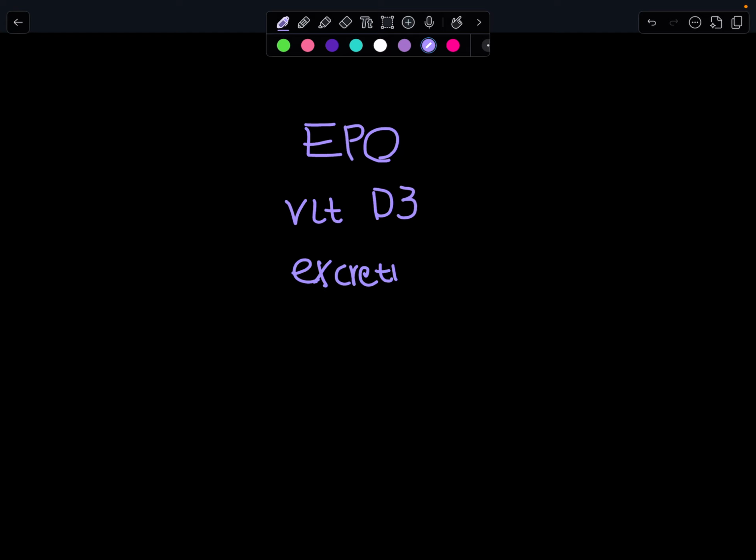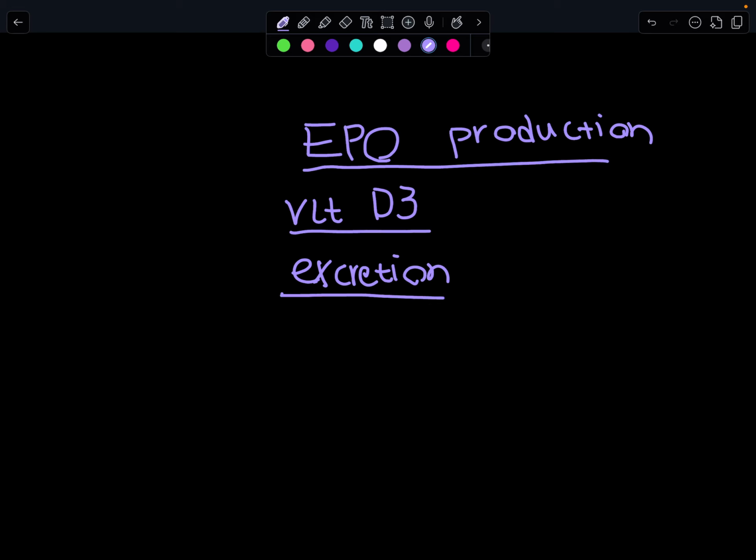Okay, let's unpack those. EPO, or erythropoietin, is a hormone the kidneys produce to stimulate red blood cell production. Low EPO levels can signal kidney dysfunction, often leading to anemia, especially in chronic kidney disease. Testing EPO levels helps diagnose if kidney issues are behind low red blood cell counts.